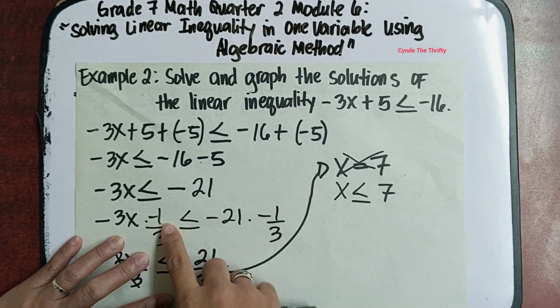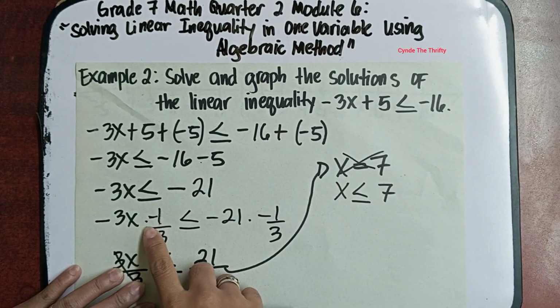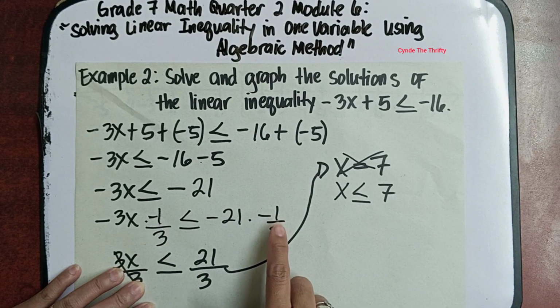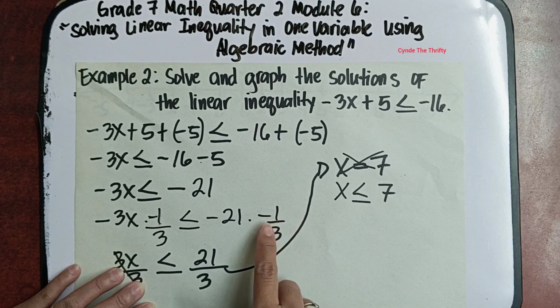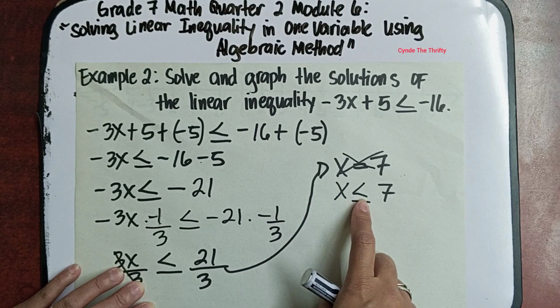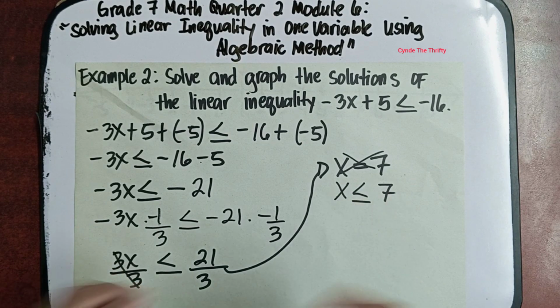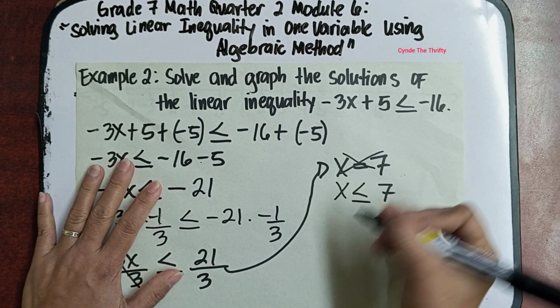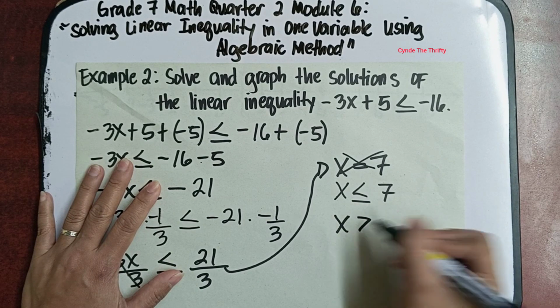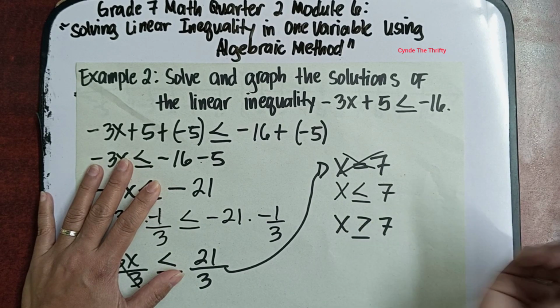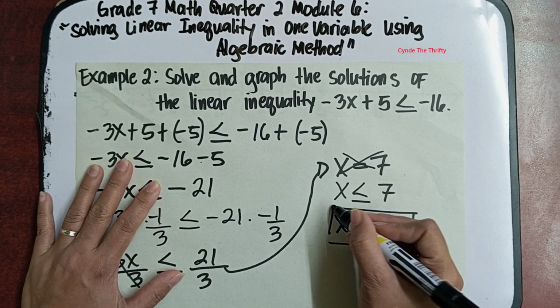Take note that what we multiplied here is negative 1/3 on both sides. When we multiply by a negative, what we do to our sign is reverse it. Since this is less than, our answer becomes greater than. So, it becomes x is greater than or equal to 7. So, this is our final answer.